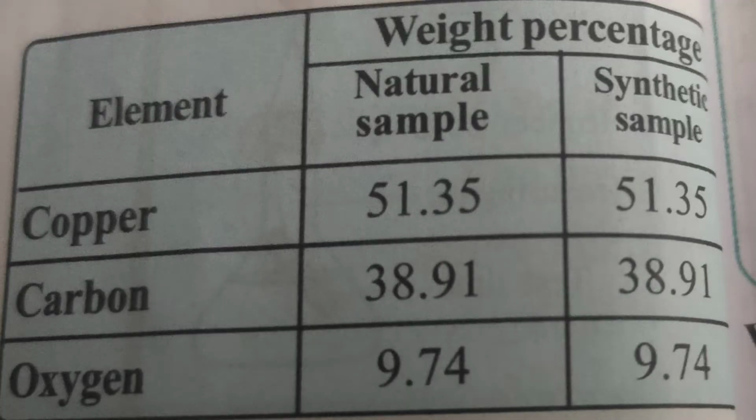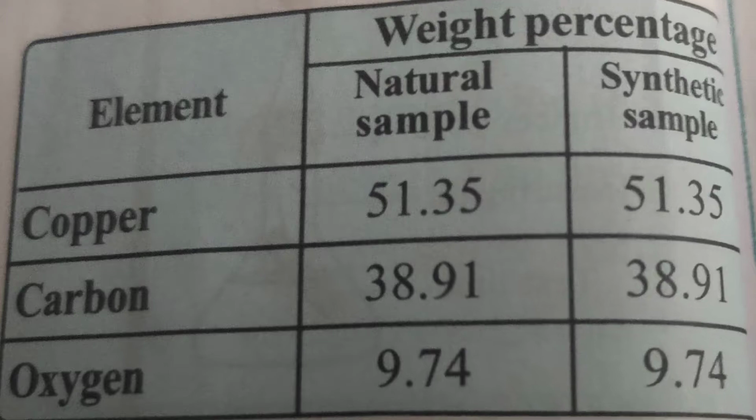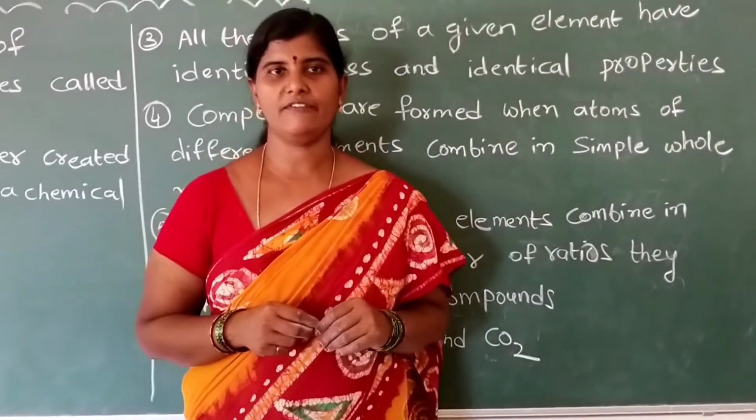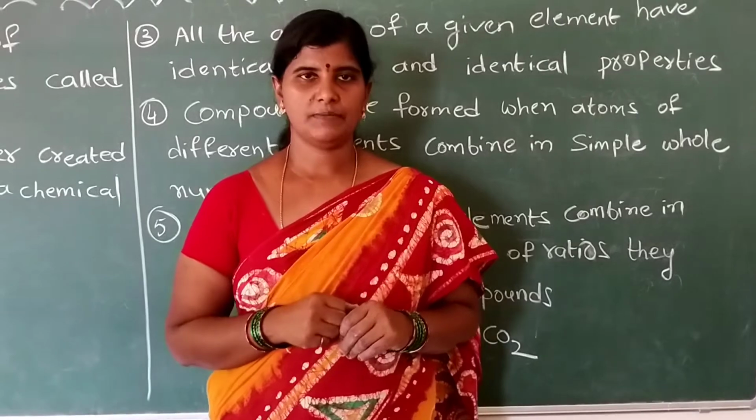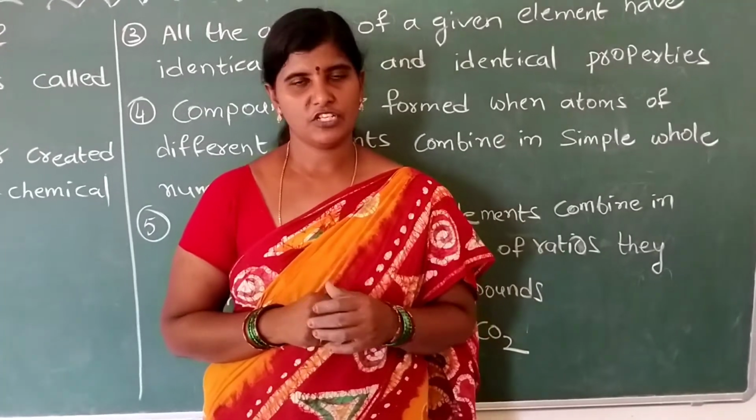Proust took 2 samples of copper carbonate, a compound of copper, carbon and oxygen. He took a sample from nature and another sample prepared in the lab and decomposed it chemically to find the percentage of copper, carbon and oxygen in the 2 samples. What is the result? The results obtained are given in the table. The natural sample and the synthetic sample are both the same.